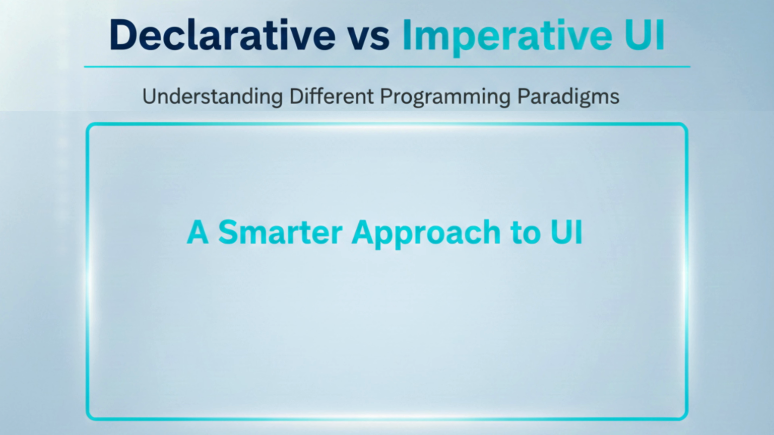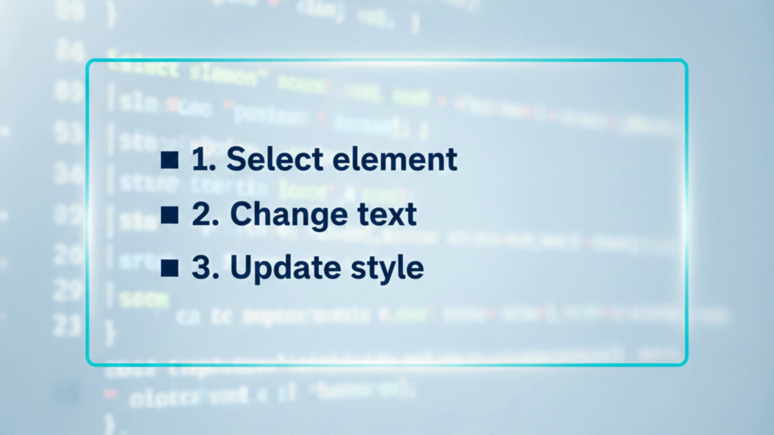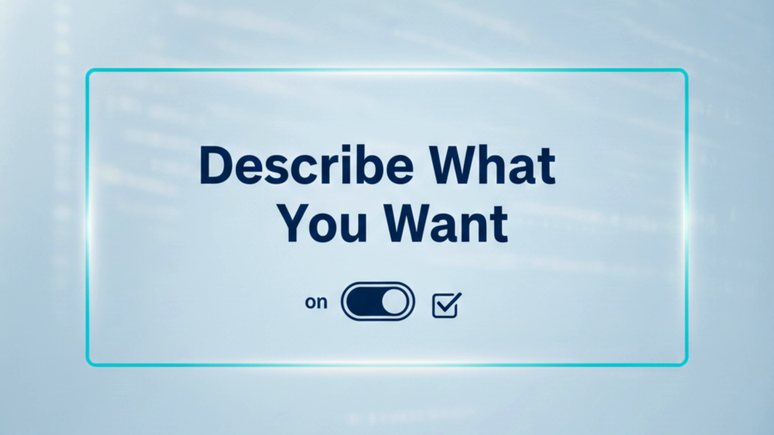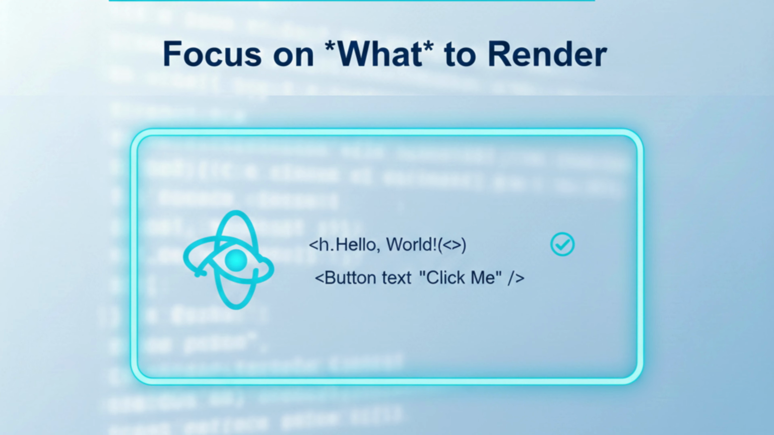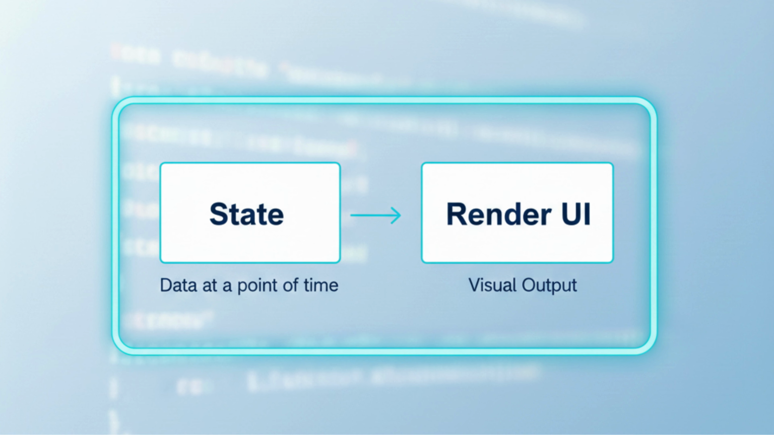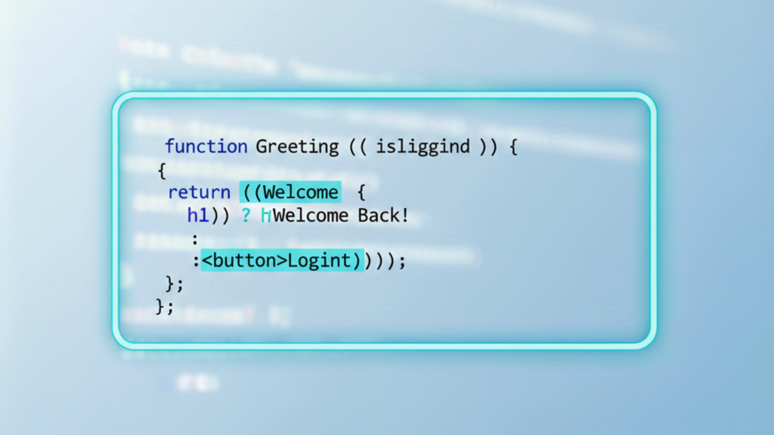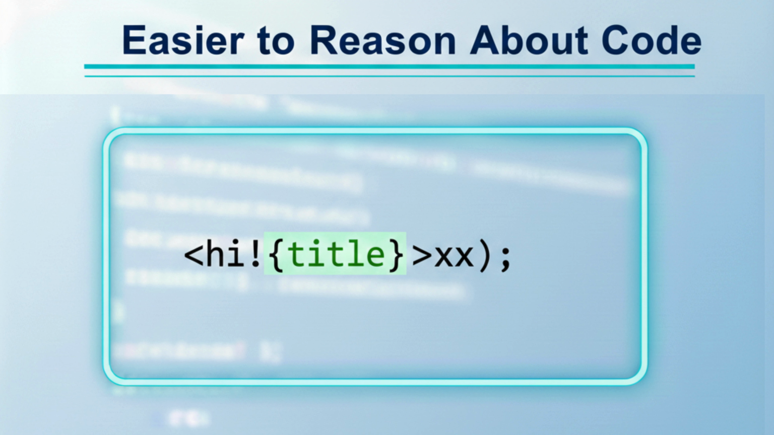Finally, let's understand declarative and imperative programming. In imperative programming, we tell the computer step by step how to do something. For example, select element, change text, update style. In declarative programming, we simply describe what we want. React is declarative. We describe the UI based on state. And React handles how the UI updates. This makes code cleaner and easier to reason about.